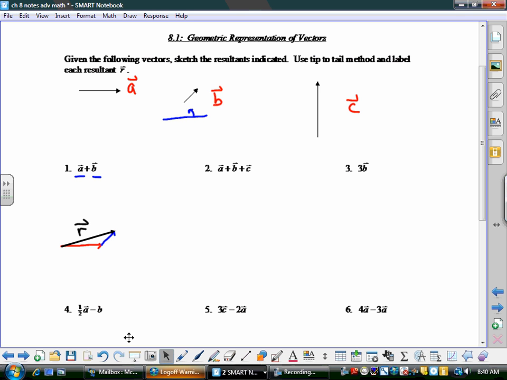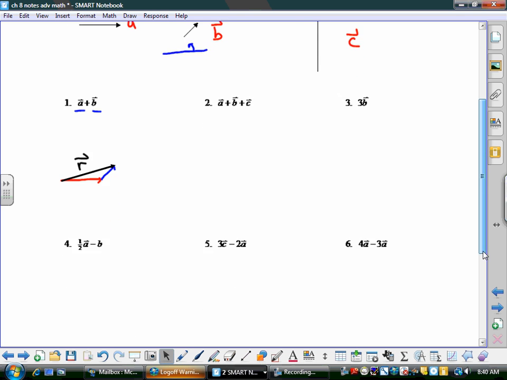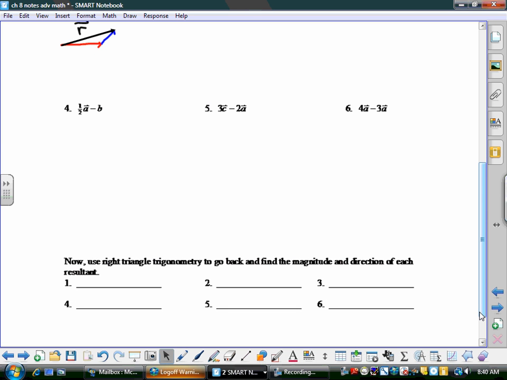Now for up here, that's all you have to do. At the bottom of the page, it asks you to use right triangle trig and go back and find the magnitude and direction of each result. Instead of using right triangle trig, I just want you to measure. Use your ruler and measure how long is the result. And you'll write the magnitude of the result equals, and tell me how many centimeters it is. And then we also want the direction of the result, so you're going to measure the angle that it makes and write a number down for that.